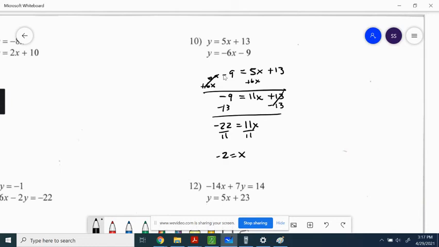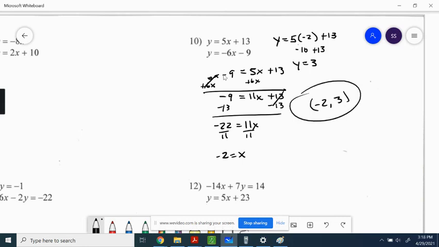I would say, because the bottom has negatives, it'd probably be easier to just use the top equation. So y is equal to 5 times -2 plus 13. And simplify. 5 times -2 is -10 plus 13. Y is equal to 3. So last step, just write it as an ordered pair. X is -2, y is 3, and there you go.